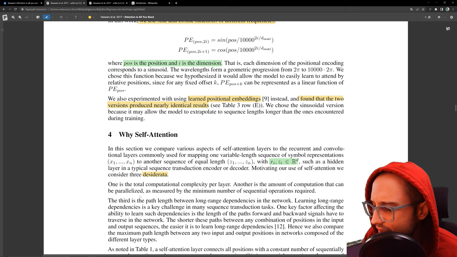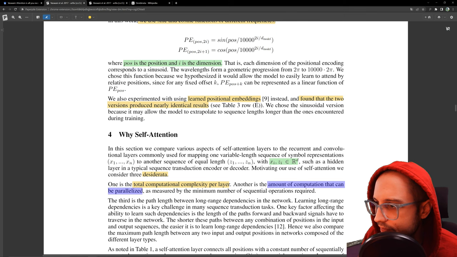One is the total computational complexity per layer. Another is the amount of computation that can be parallelized. Okay, so three different things here that they're using to motivate the self-attention. And then the path length between long-range dependencies in the network.